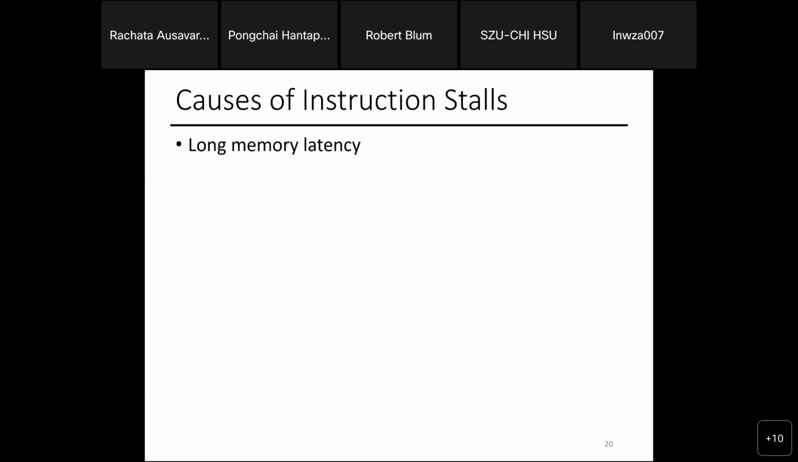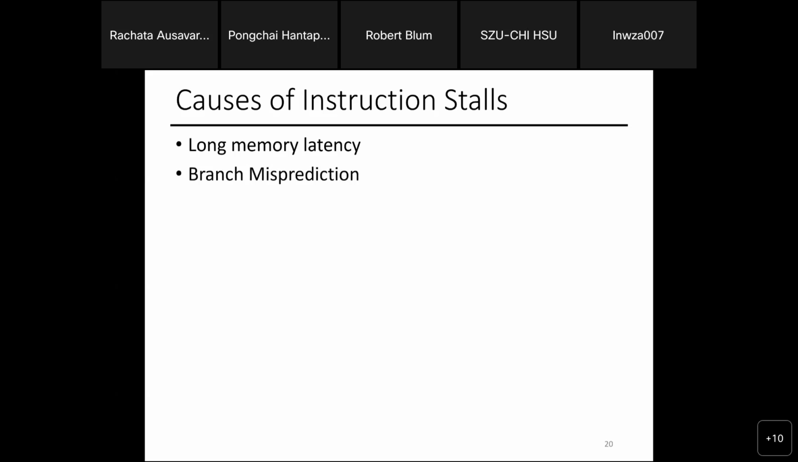Now, what else? Another cause of instruction stall is long memory latency. How do we fix this? Something we learned from superscalar. We can use the cache, we can use DRAM, we can use the bandwidth to hopefully fix it. Branch misprediction is what we're going to cover next week.